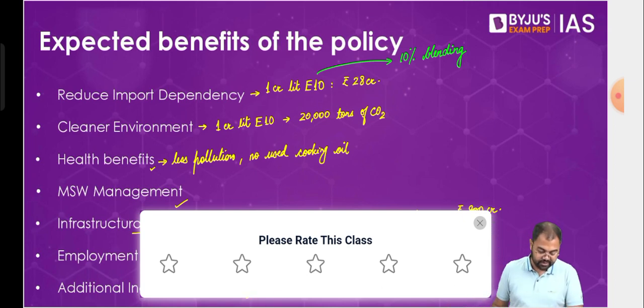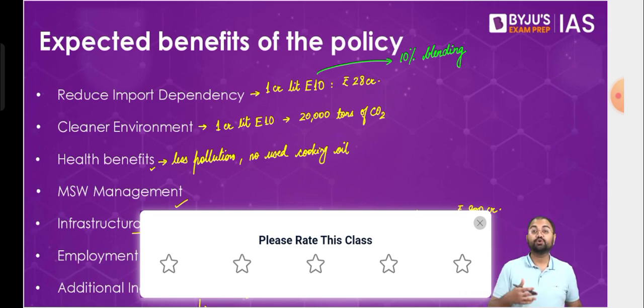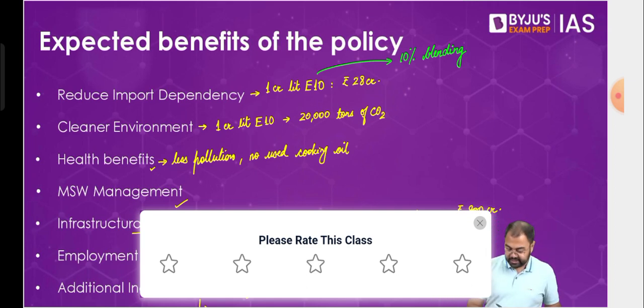And then additional income to the farmers. Additional income will come from various things. The residues or waste will also be used, so they can sell the crop residue. The burning of crop residue is a big problem now. The surplus that they can sell is also there. So there are multiple ways in which farmers can look towards additional income. These are all the expected benefits of this particular policy. So just remember some of this data, because it can also help you in the examination.